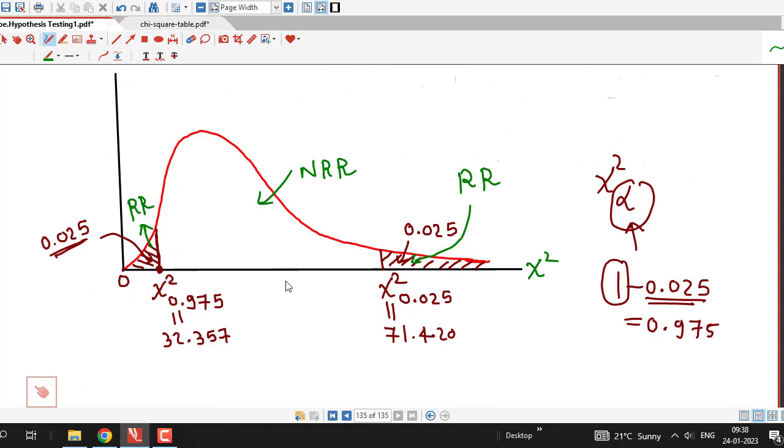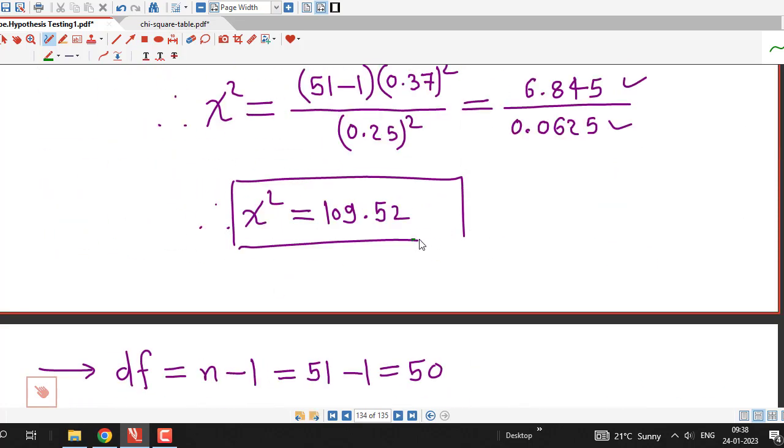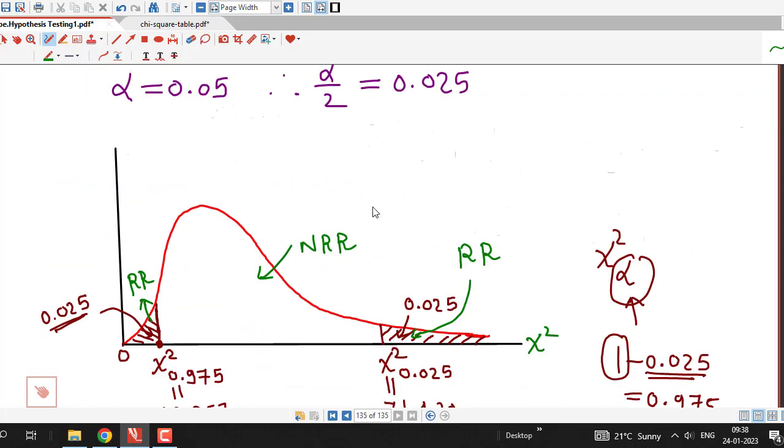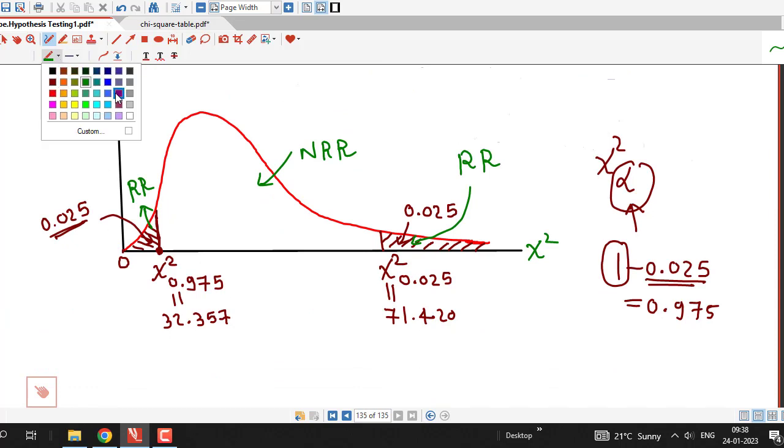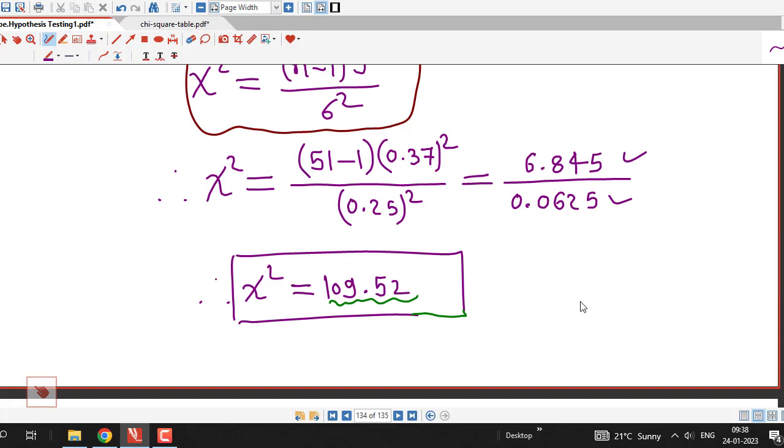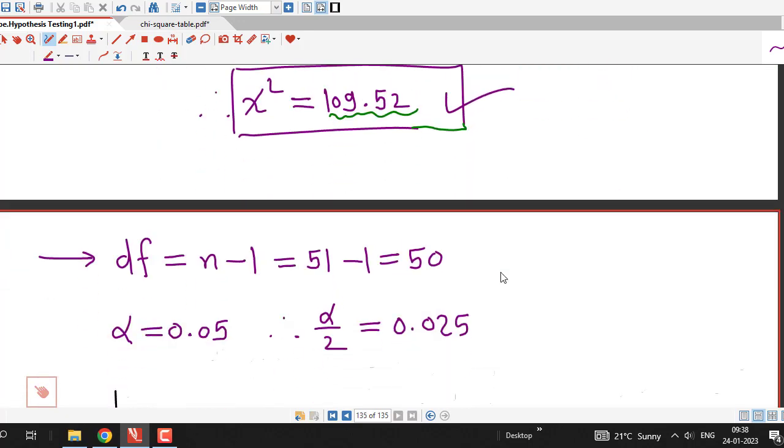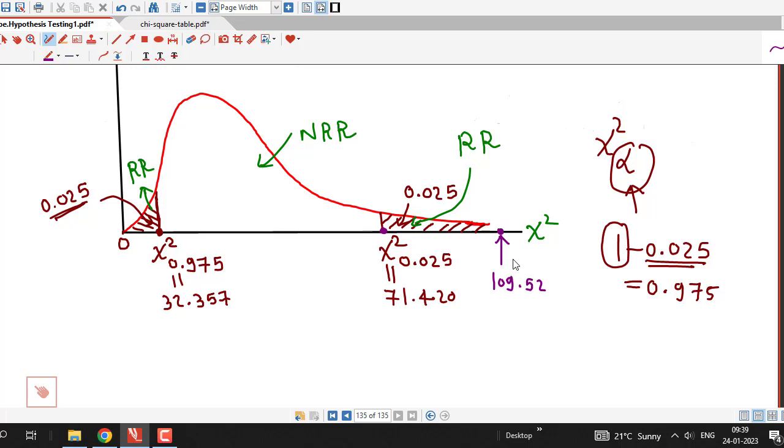Now we can compare the calculated value of the test statistic with these critical values. The calculated value of the test statistic is 109.52, and we can see 109.52 is greater than 71.420. Suppose this value is somewhere here: the calculated value of the chi-square test statistic is 109.52, and it is to the right side of this point, and therefore we can say that we are in the rejection region.